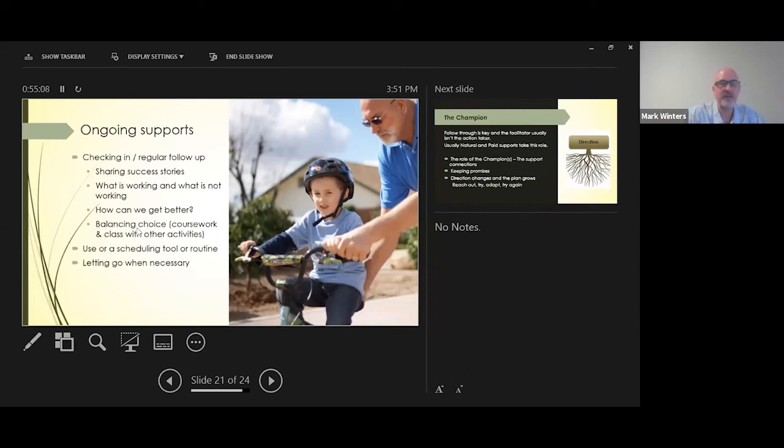And then balancing the choice, right? Coursework and classes with other activities. I got a couple of college buddies that went to college for one reason, and it wasn't education. Right? It was parties and kegs.